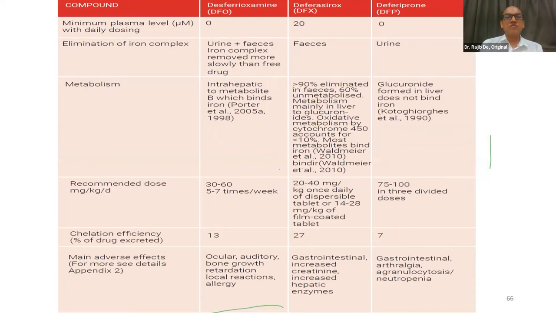The recommended dose of desferrioxamine is 30 to 60 milligram per kg, 5 to 7 days per week. For deferasirox, depending on TDT and NTDT, the dose varies. For NTDT, the dose ranges from 10 to 20, maximum 30. For TDT, the range is 20 to 40 milligram per kg once daily as a dispersible tablet, or we can now use a film coated tablet, where the dose is 70% of the dispersible tablet. And for deferiprone, 75 to 100 milligram per kg in 3 divided doses a day.